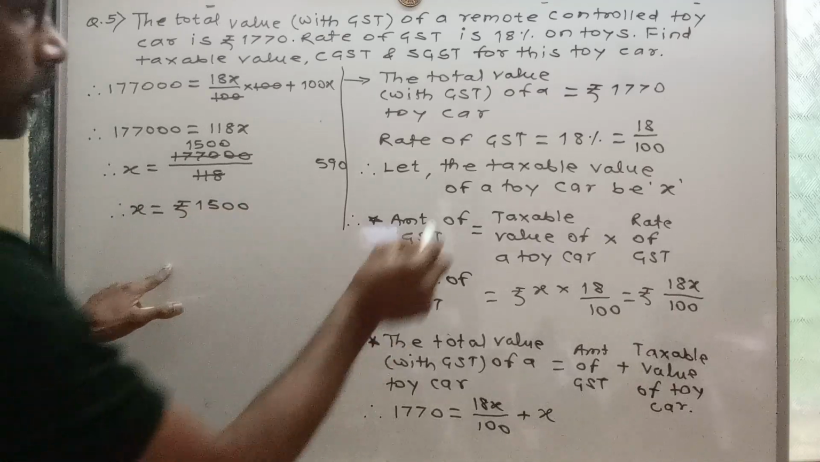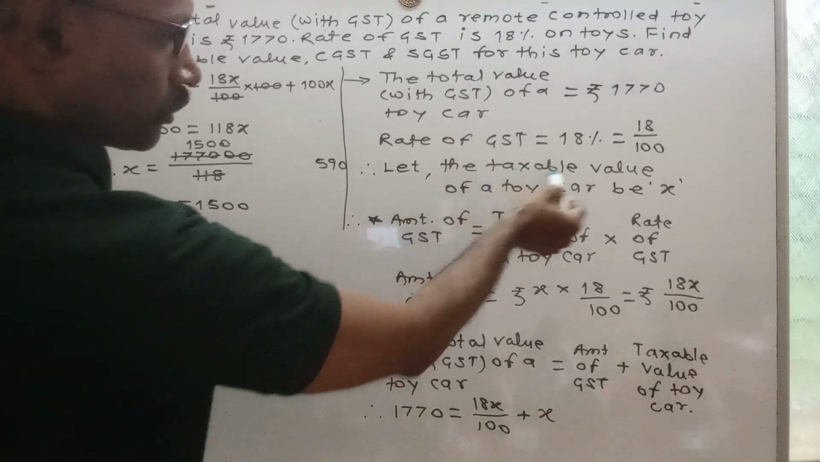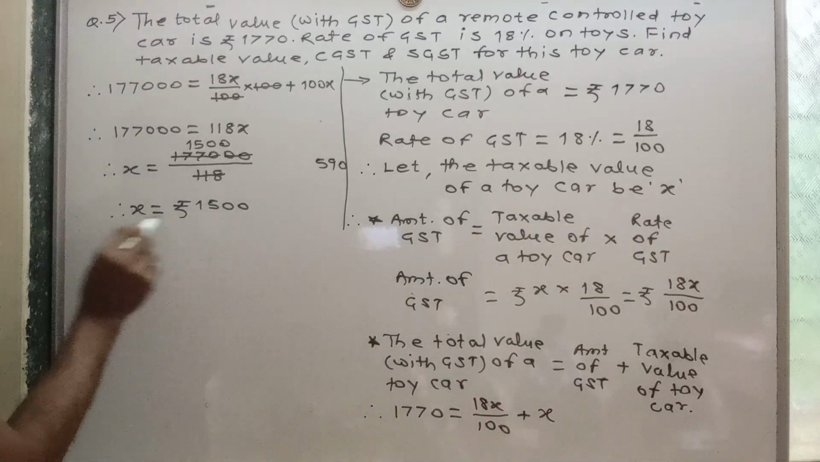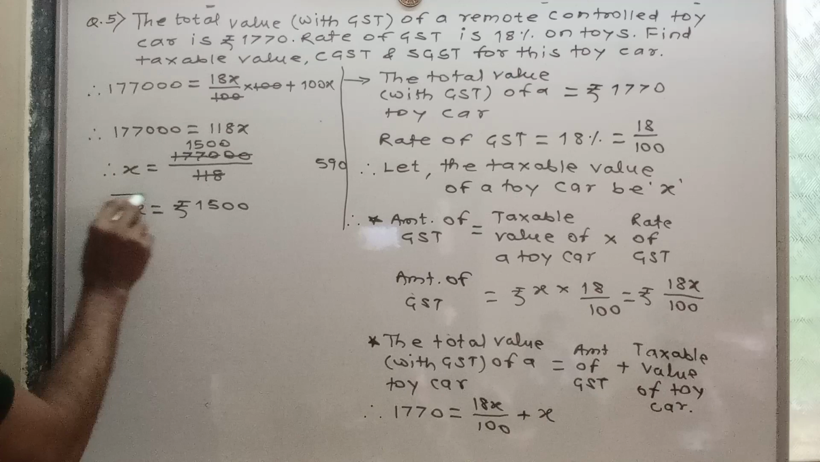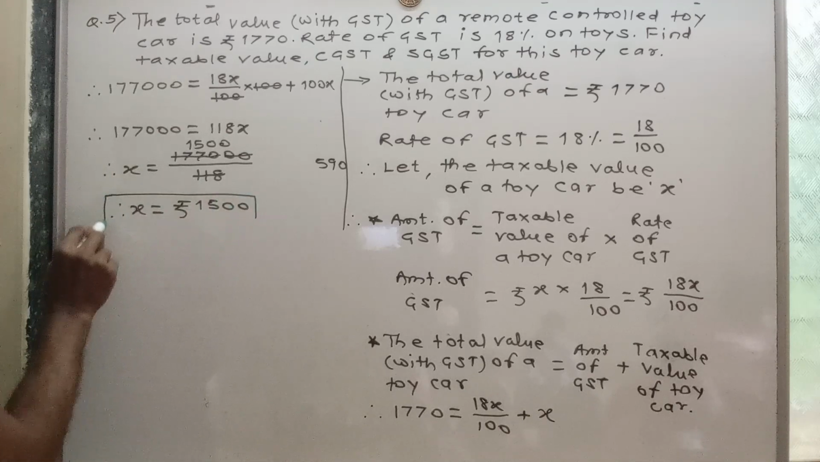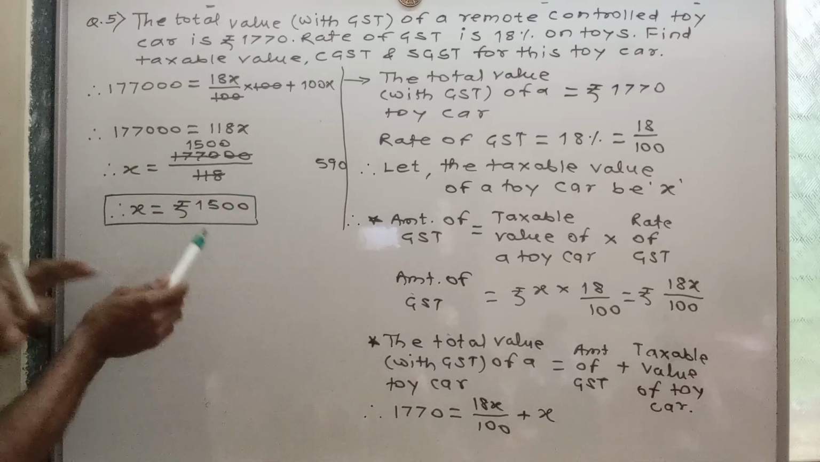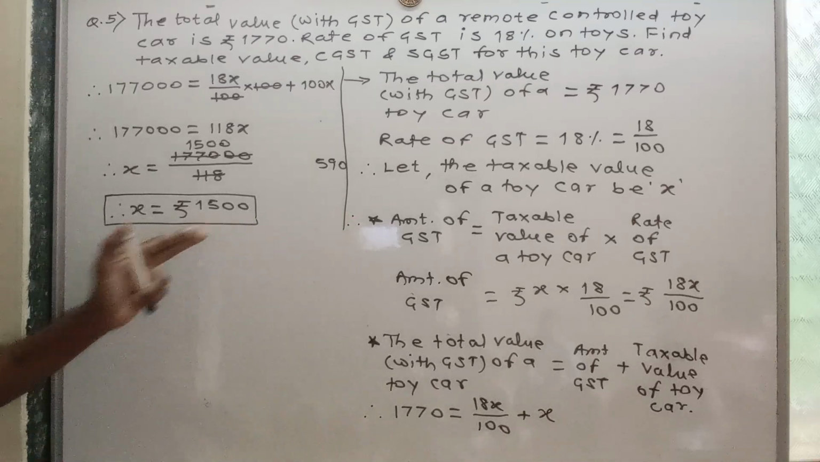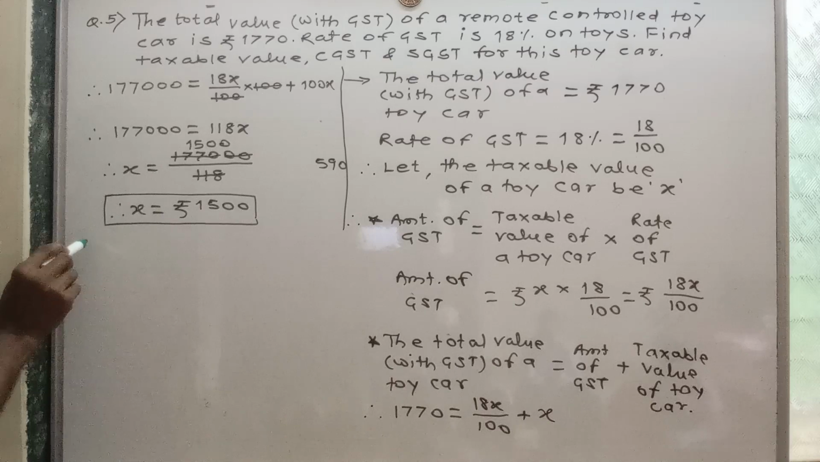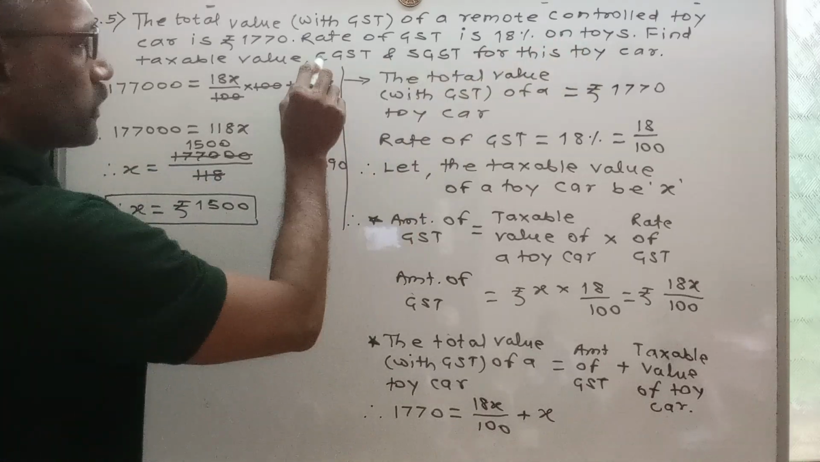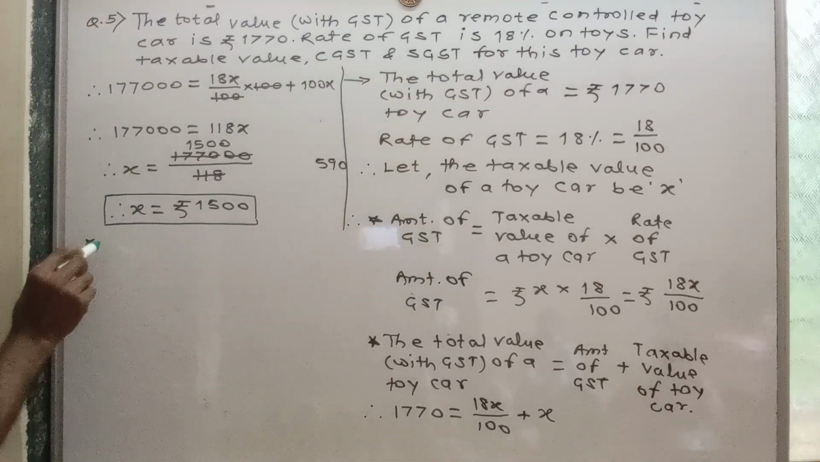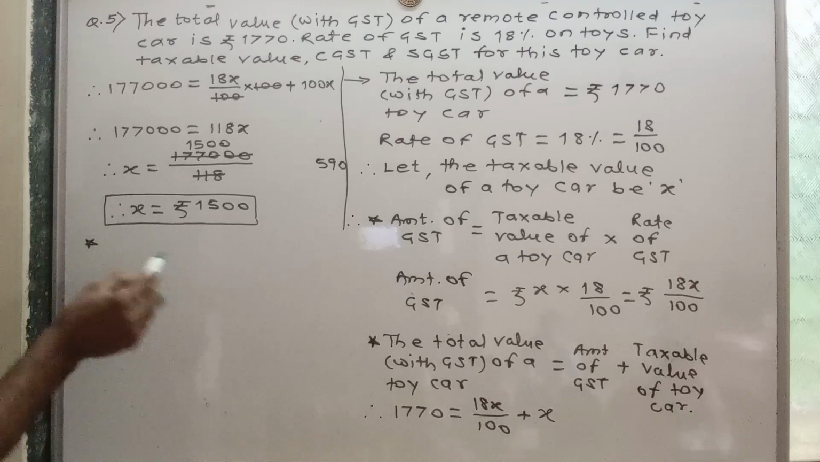X is equal to rupees 1500. This is the taxable value of a toy car. This is our first answer. Write this sentence: taxable value of toy car is rupees 1500. Then second, find CGST and SGST.